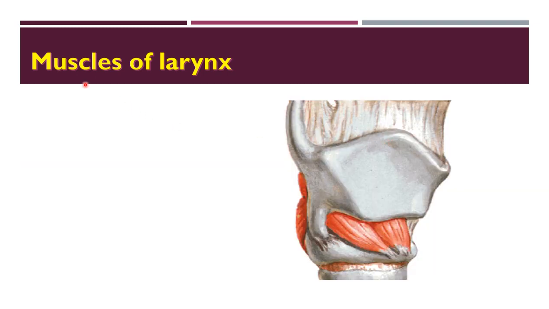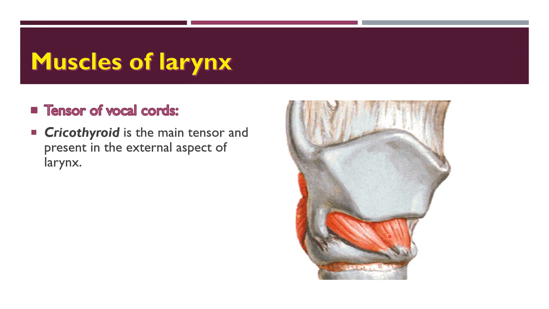Next, moving on to the next muscle, which you are able to see here, is the cricothyroid muscle, which is the tensor of the vocal cord, the only muscle of the larynx which is present externally. Okay, it has two parts, an oblique part and a horizontal part. It arises from the external surface of the anterior arch of the cricoid cartilage and inserts into the lower border of the lamina of the thyroid cartilage.